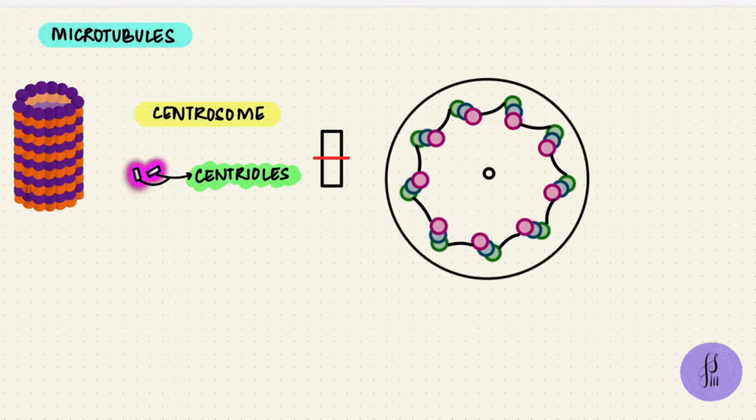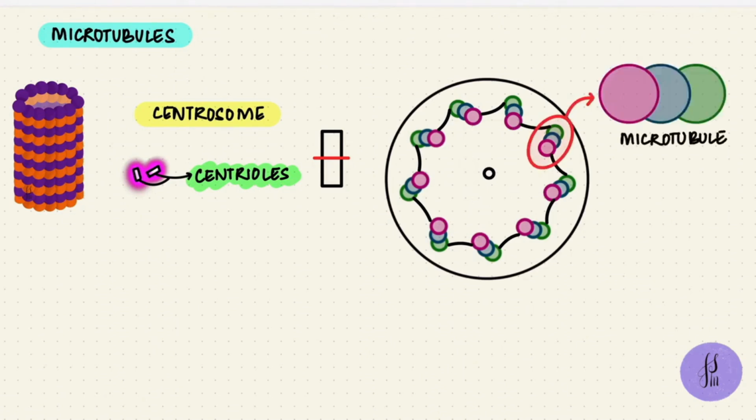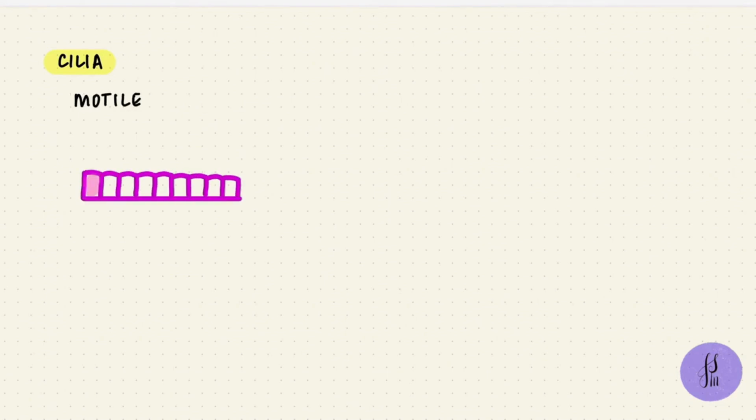Each set is a triplet, so that's 3 microtubules, A, B, and C. The A tubule is complete, with 13 units, but B and C are incomplete, with around 11 each. So there's 9 triplets in a centriole. Similar to the structure of centrioles is the structure of cilia. Now, cilia could be motile or immotile. Here we're going to be talking about motile cilia, which are these hair-like structures on the surface of epithelial cells in some parts of the body, like the upper respiratory tract and the fallopian tubes.